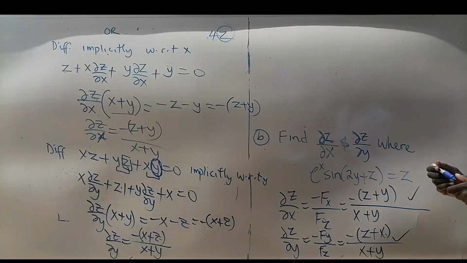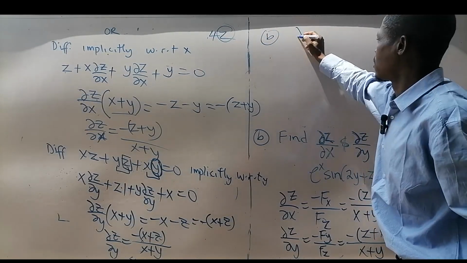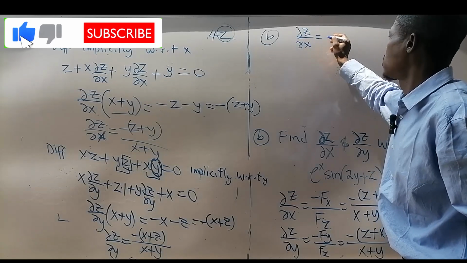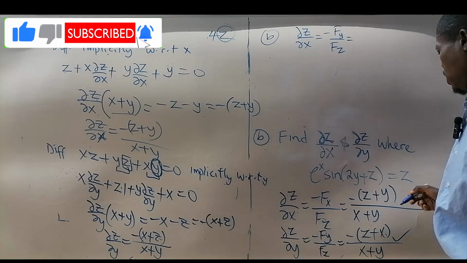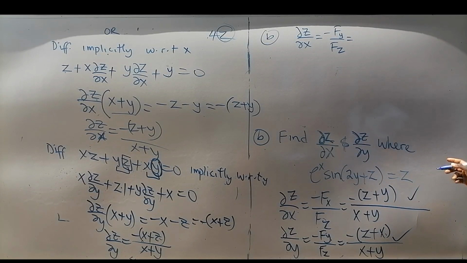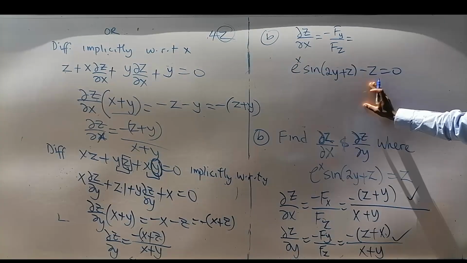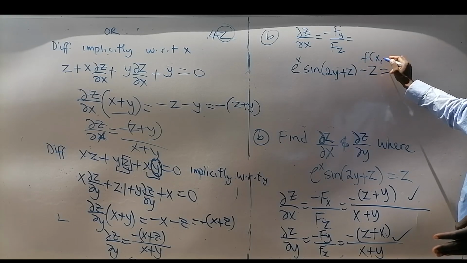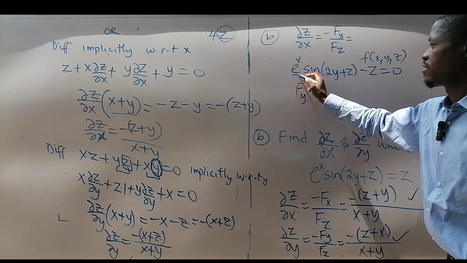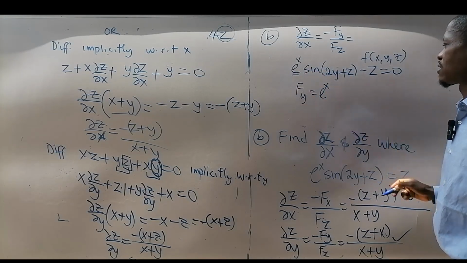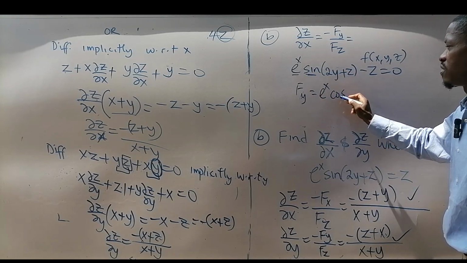The B part, I'm going to use the formula straight away for the B part. Del z del x is going to give me minus f subscript y over what? F subscript z. Okay, so the first thing we are going to do, we're going to move everything to one side, to the left side, which is now f is the function of what? These three variables. F subscript y. This one is a constant, it doesn't have y, so you keep it like that. Then you differentiate your sine. The derivative of sine is cos.